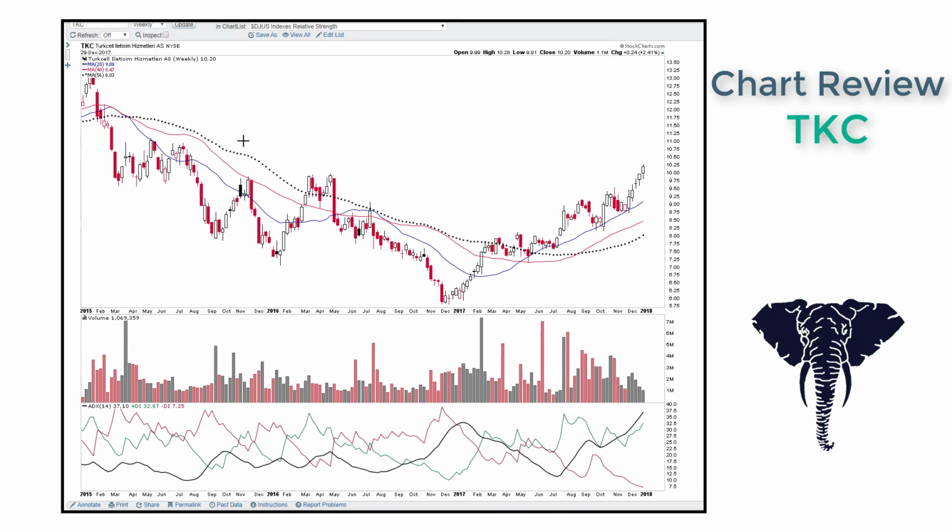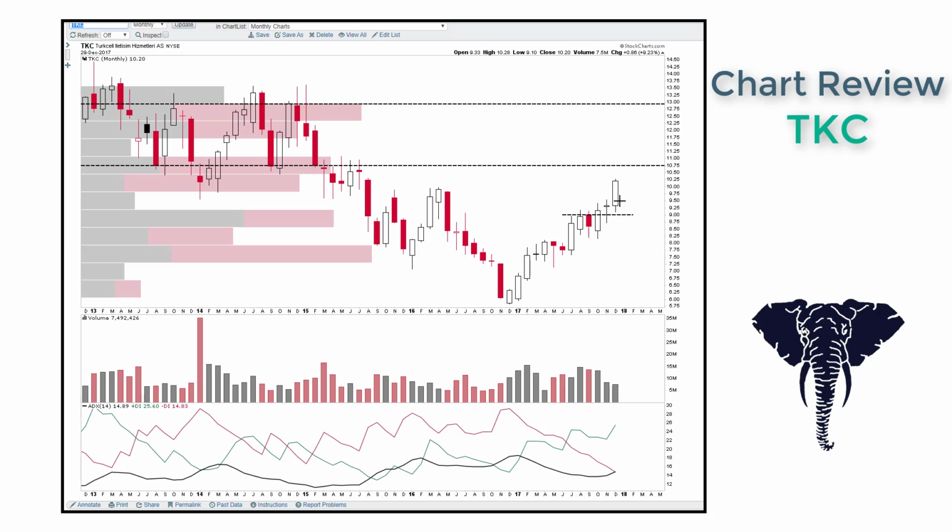Here's the ADX again, and let's go here to the monthly time frame. So this is awesome, and I think that this speaks to how strong it's actually doing.